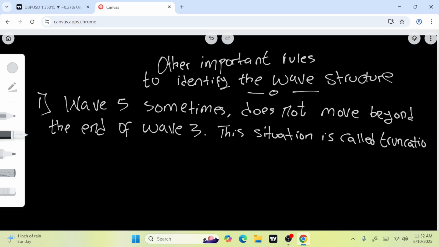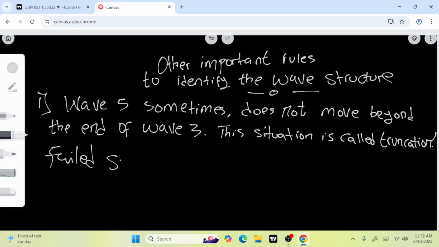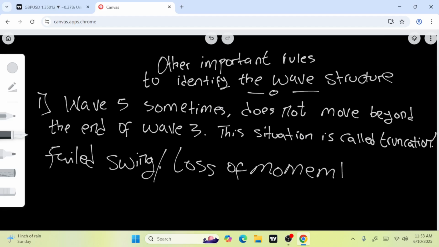Do you know the meaning of truncation? Yes. Okay. Or the one we refer to as failed swing, or loss of momentum. Do we remember? As I said, truncation, now people will be like, Ewotulele. But truncation also means failed swing, that the market is unable to continue the uptrend scenario. Are you following? Failed swing, loss of momentum.